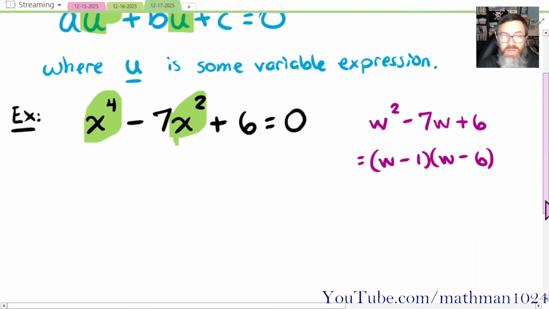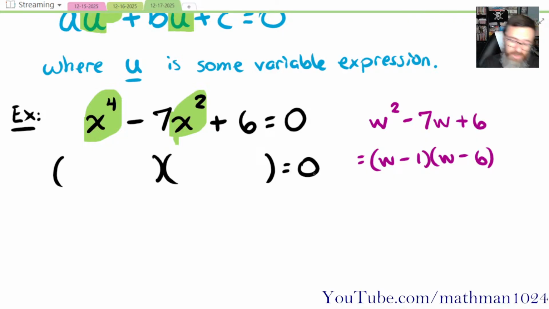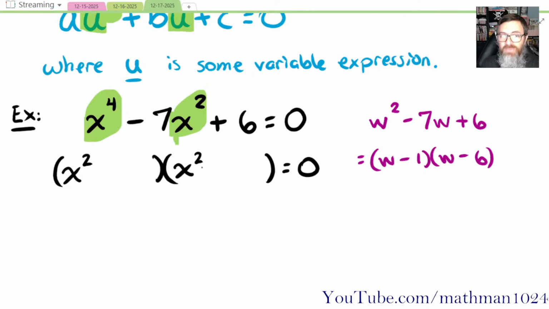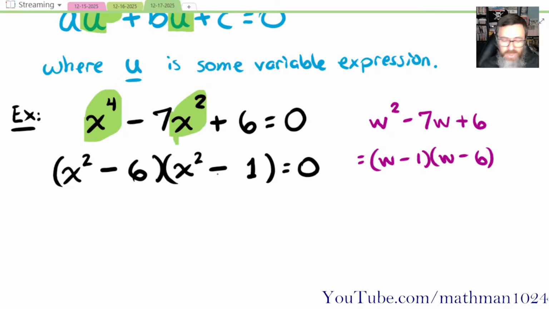Well, we do the same thing here, even though it's x to the fourth. Think about how you would evenly split up x to the fourth, right? Split it up evenly. You get 4 factors of x, so split it up and do 2 groups of 2. So you'd have x squared and x squared in much the same way we took w squared and we did w times w. Now let's find factors of 6 that add to 7. So that's going to be 6 and 1, and both of these guys are going to be negative.